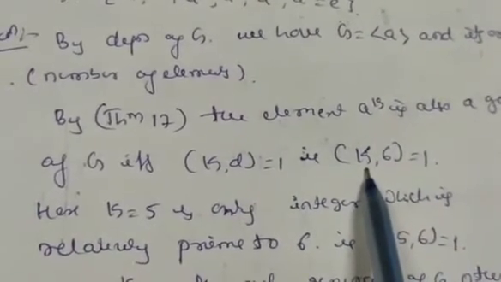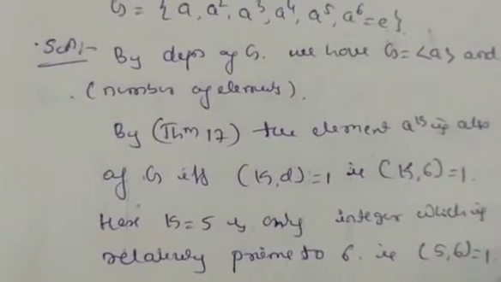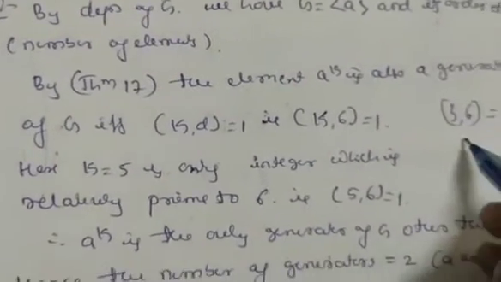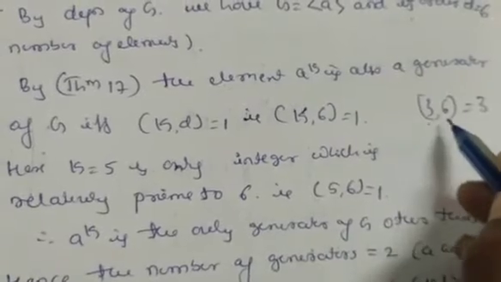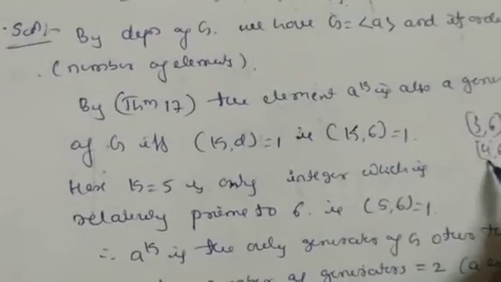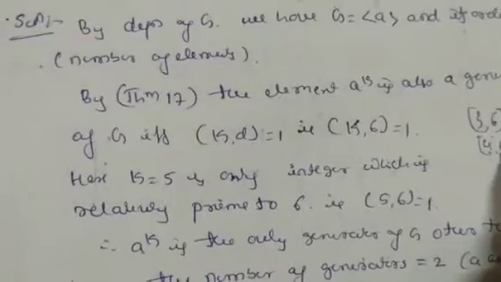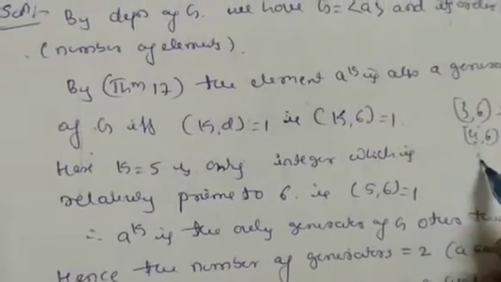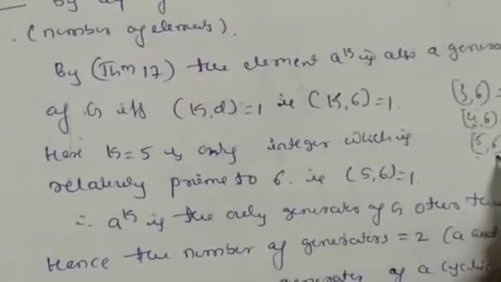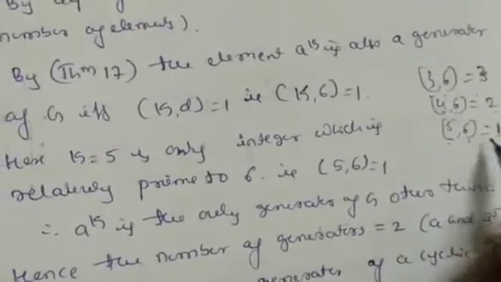If you take k equals 3, then see what happens. The GCD of 3 and 6 is 3. GCD means greatest common divisor, and the greatest common divisor of 3 and 6 is 3 only. And for 4 comma 6, the greatest common divisor of 4 and 6 is 2 only, because you can divide 4 by 2 and 6 also by 2. And next one is 5 and 6. The GCD of 5 and 6 is 1 because they are relatively prime to each other. They don't have any common divisors. So the GCD of 5 and 6 is 1.